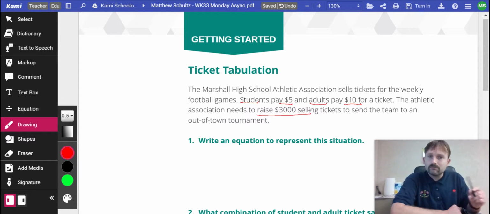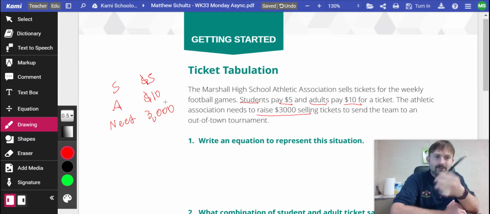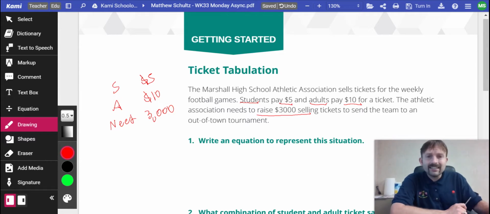Well, let's write down. Student, that's going to be $5. Adult will be $10. And we need $3,000. That's the information we have so far. Write an equation to represent this situation.